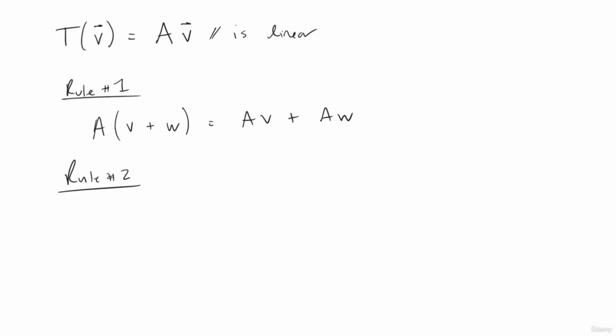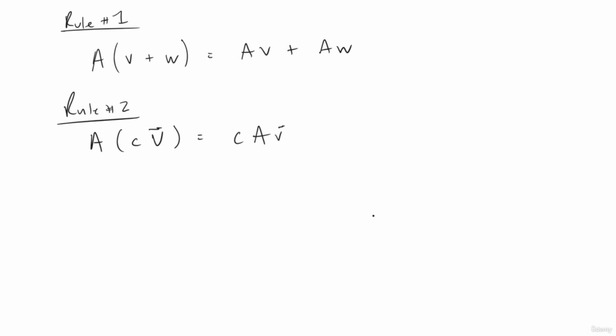Rule number 2 is, if it's linear, we should be able to take the matrix vector product between A and C times V, and this should be the same thing as C times A times V. And this is true because for any constant, we can just take it out algebraically, and we still get the same result.